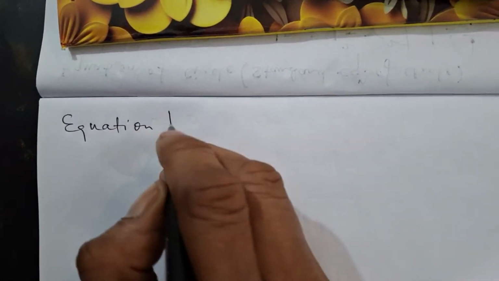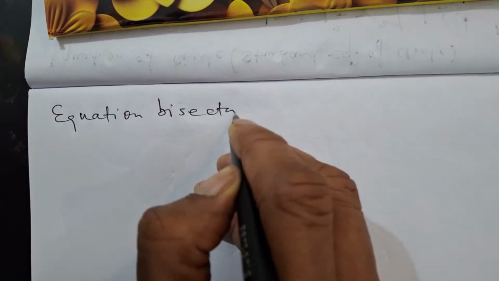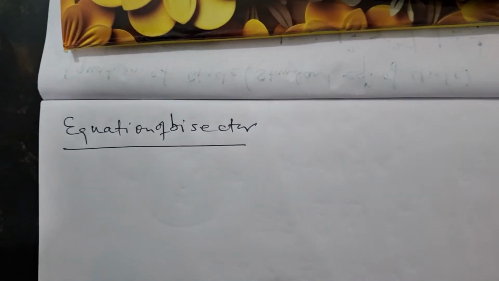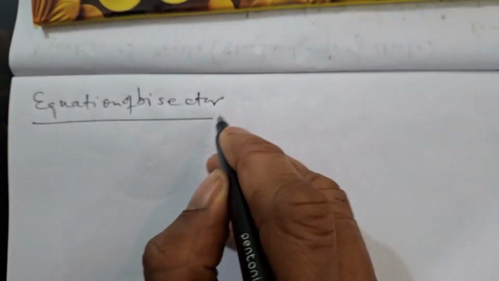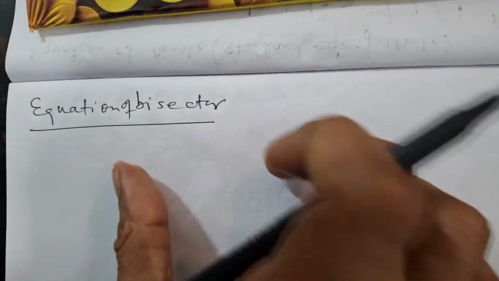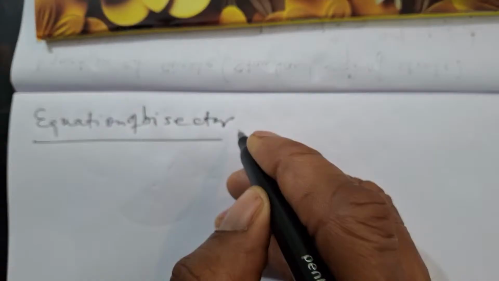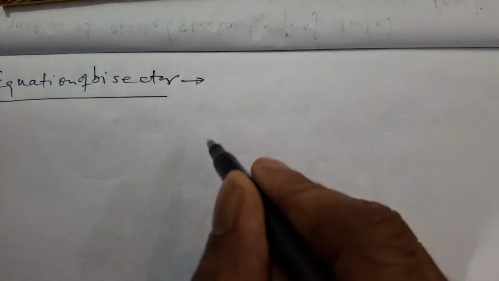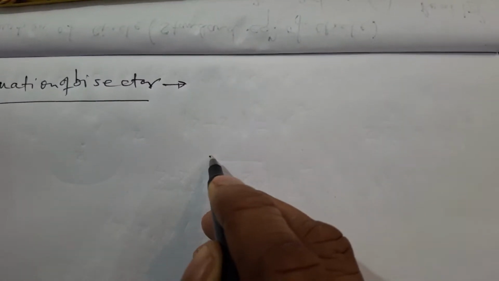Now we are discussing the equation of a bisector, but we are discussing it in complex form. After this we will discuss toppling. We will discuss toppling after discussing this equation of the bisector. In complex form we are going to discuss it.